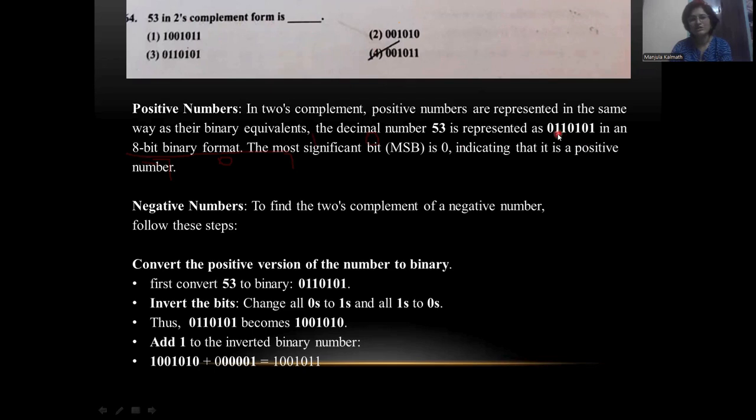complement of 53 is nothing but this combination, which is option 3. So the correct answer for this one is option 3 here. And negative numbers. Suppose now it is given minus 53.